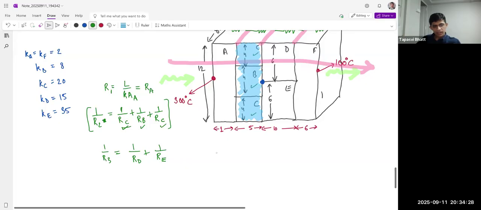And what is R4? R4 is essentially again a single block, so we can say R4 is RF. Now, what is RF? RF is L over Ka for F, right? Now, using these four things, you can calculate R1, R2, R3, and R4, if you have the values.